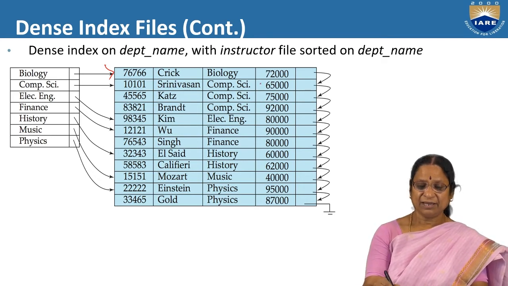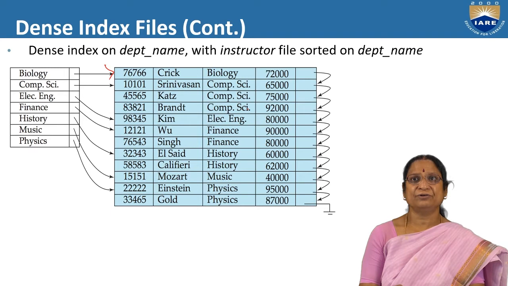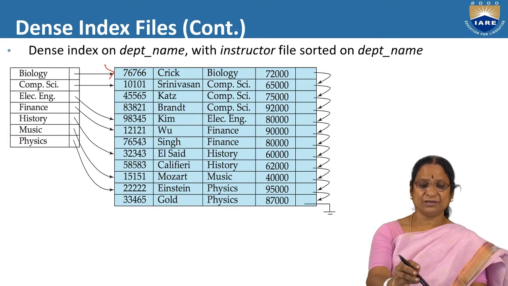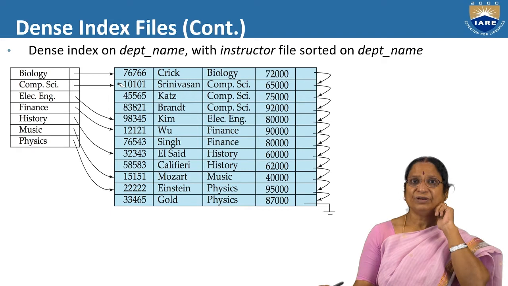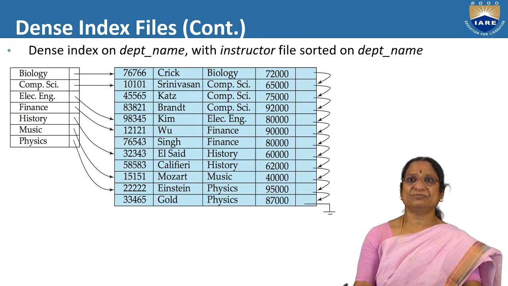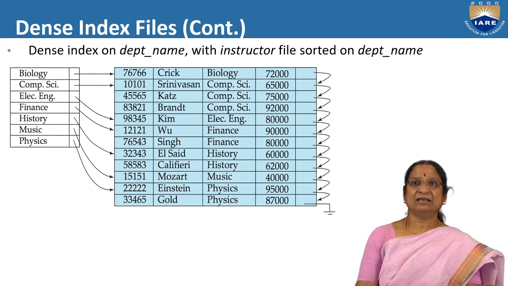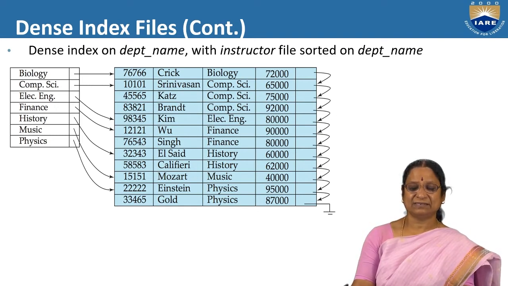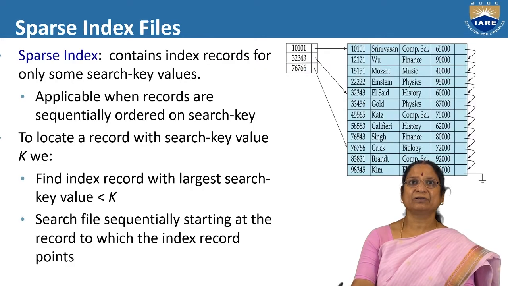From there onwards, all other records are going to be carried out until there is no computer science while doing the search process. Similarly for electrical engineering, finance, history, music, physics, etc. This is also a dense indexing, but each index value has repeated values, that is cluster values. So that's why those are represented only once in our index files.